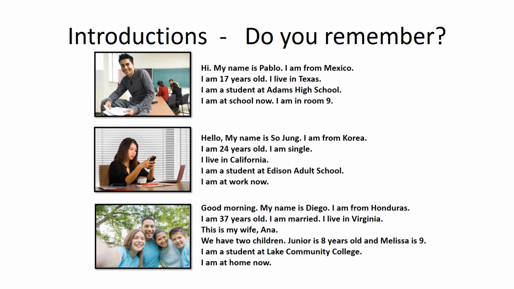And there was Diego, who introduced himself by saying, "Good morning, my name is Diego. I'm from Honduras. I'm 37 years old. I'm married. I live in Virginia. This is my wife, Anna. We have 2 children. Junior is 8 years old and Melissa is 9. I am a student at Lake Community College. I am at home now."